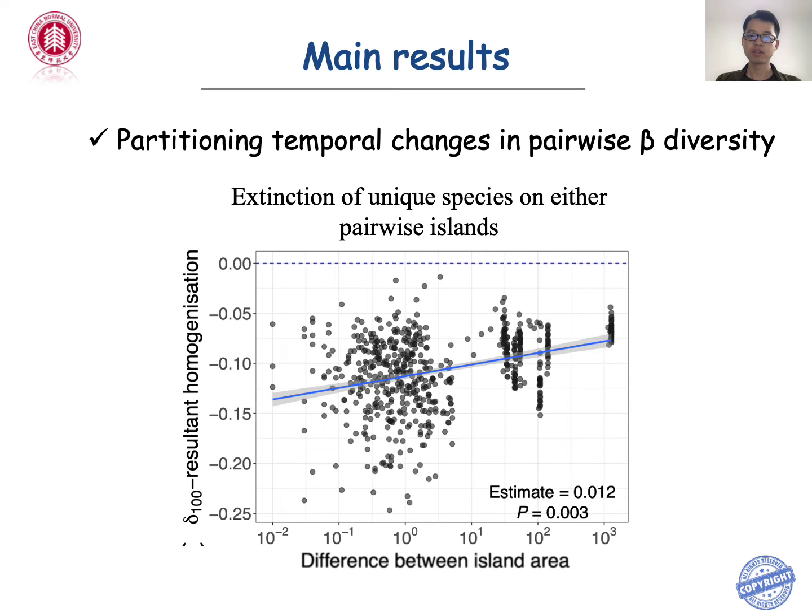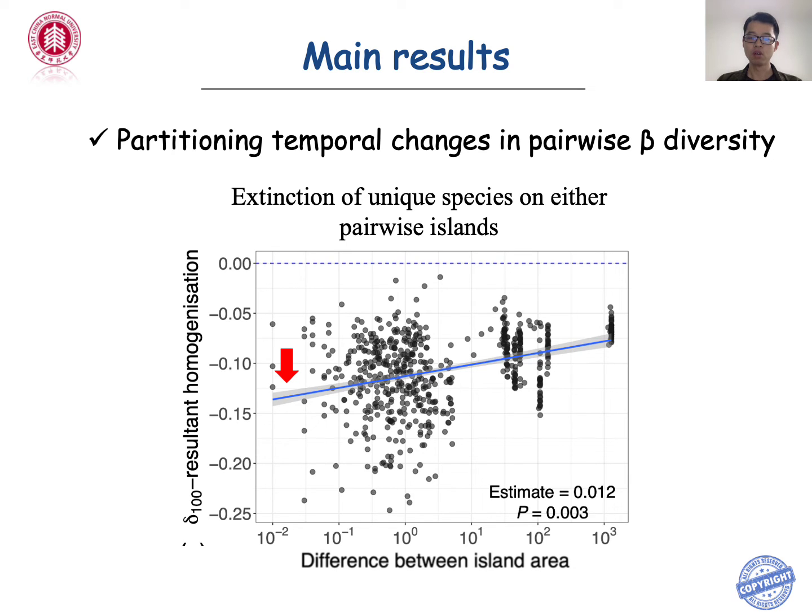We further partitioned the pairwise temporal beta diversity changes into 6 components representing the dynamics of extinction and colonization. Here, we only show the significant results. First, we found that the beta diversity decrease caused by extinction of unique species on other pairwise islands was enhanced between similar-sized islands. The potential reason might be that suitable habitat loss due to habitat loss and fragmentation in our system might lead to local extinction of some specialist birds.